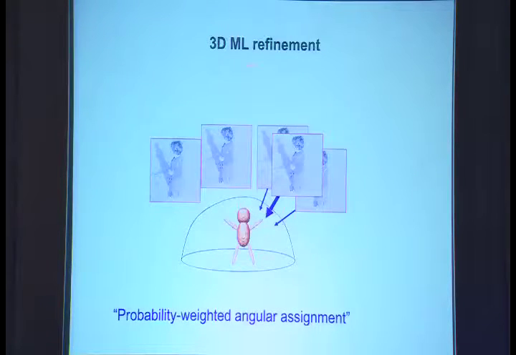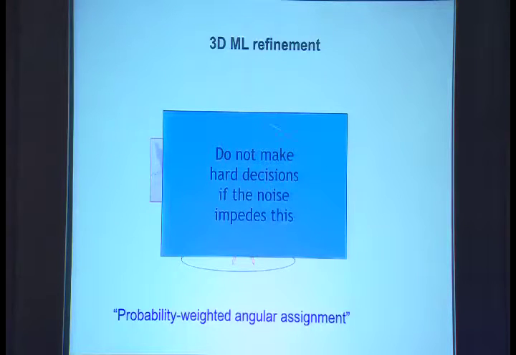So in maximum likelihood, instead of finding a single peak, you give for each of these experimental images a probability weighted angular assignment. Each of them has a different one, and for example, this one has the highest weight here, and these have lower ones because it can't distinguish between these two here. But as the iteration or the refinement goes on, it will be able to distinguish these two. So that's the difference between maximum likelihood and cross correlation. Again, if there is too much noise, the program itself will not allow you to make hard decisions. So that's a good thing about maximum likelihood.